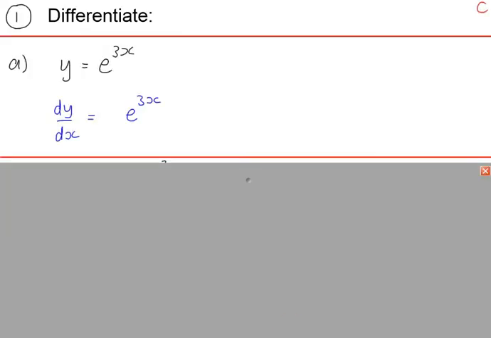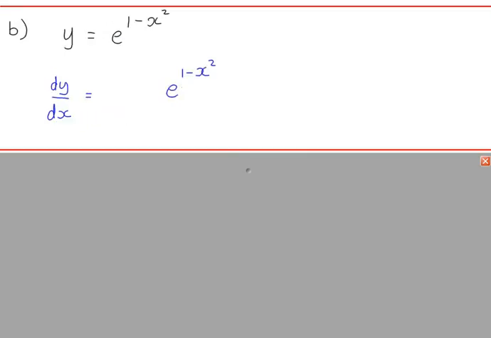So example 1, part A, if we differentiate e to the power of 3x, we get e to the power of 3x again, but then we have to differentiate the power. If we differentiate 3x, we get 3, we need to multiply by 3. Part B, again we differentiate e to the power of our function of x, so we get that again in the derivative, but now we need to differentiate 1 minus x squared. If you differentiate 1, you get 0. If we differentiate minus x squared, we get minus 2x, and we're multiplying by that.